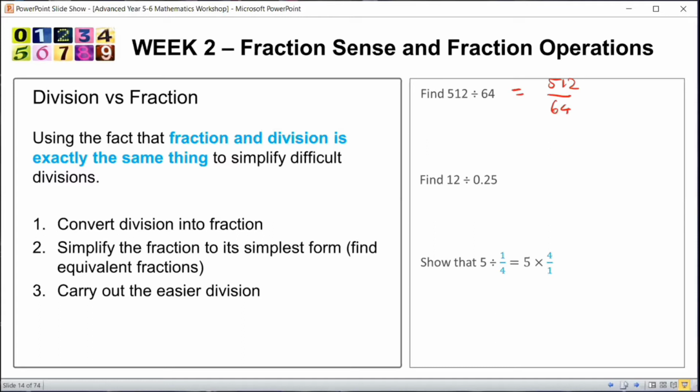The easiest way to look at it is that we'll divide by 2. So we get 256 over 32. Then you divide by 2 again, so you get 128 over 16. Then you can divide both by 2 again, so we get 64 over 8. Now, that falls into the times table, right? 8 times 8 is 64. Yes, so that is done.